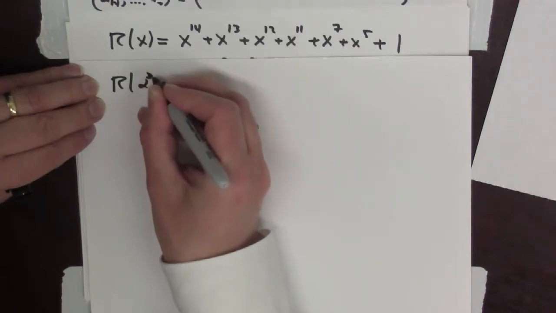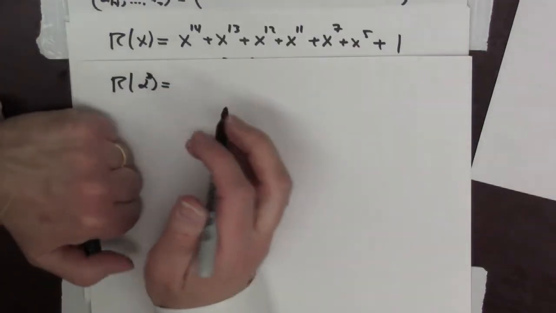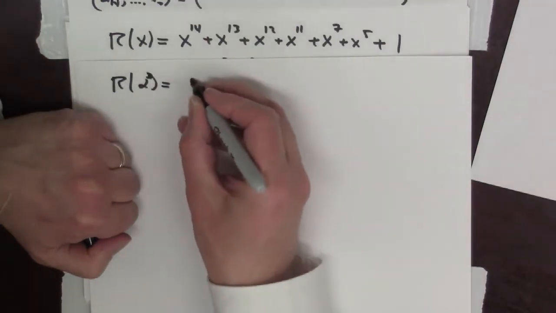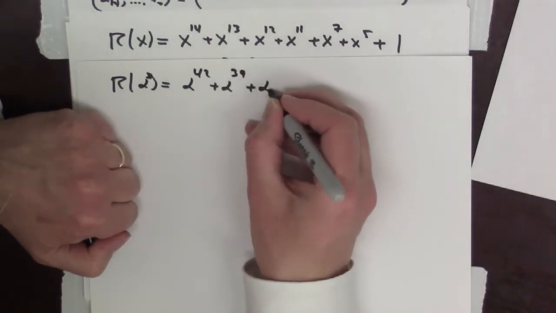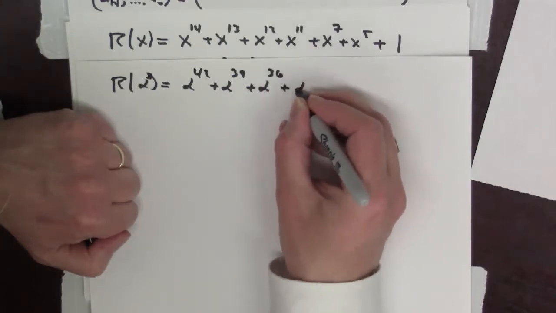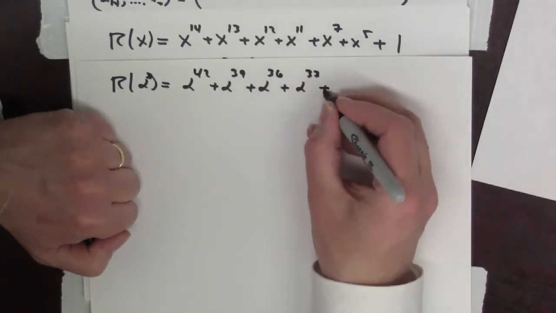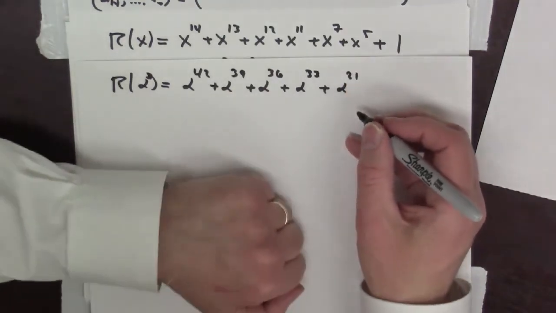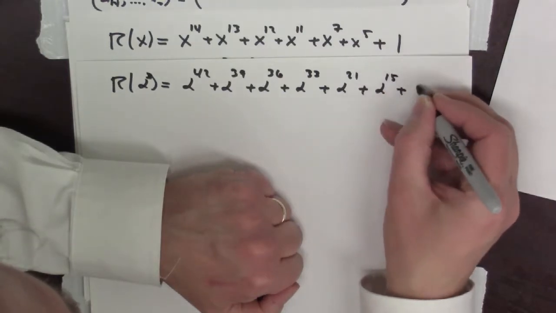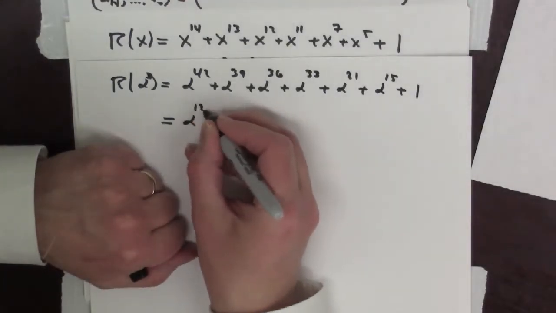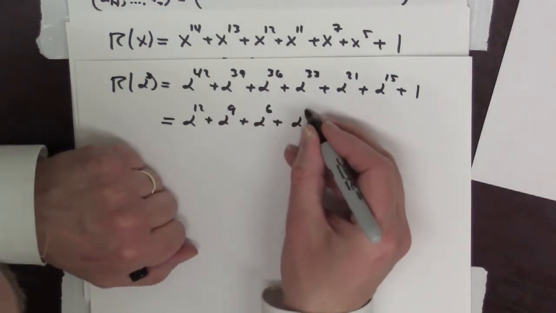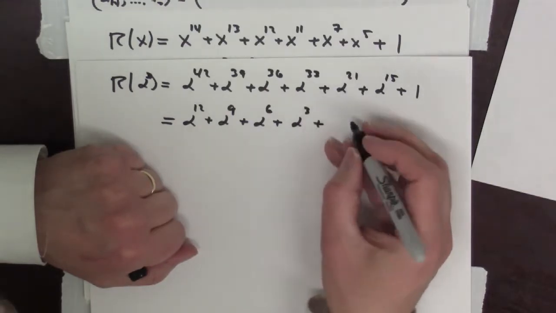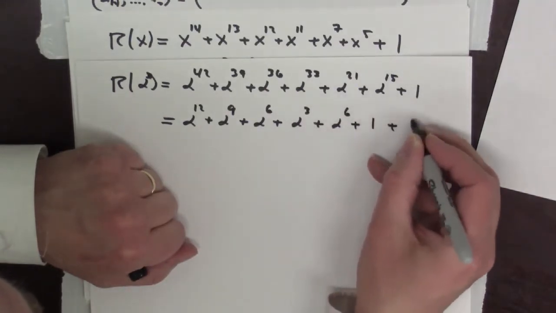Oh, cubed. That's a small, tiny 3 over there. I'm sorry, R of alpha cubed is alpha to the 42 plus alpha to the 39 plus alpha to the 36 plus alpha to the 33 plus alpha to the 21, 3 times 7 is 21, plus alpha to the 15 plus 1. Remember now, powers are mod 15. This is alpha to the 12, alpha to the 9, alpha to the 6, alpha cubed, alpha to the 6 plus 1 plus 1.